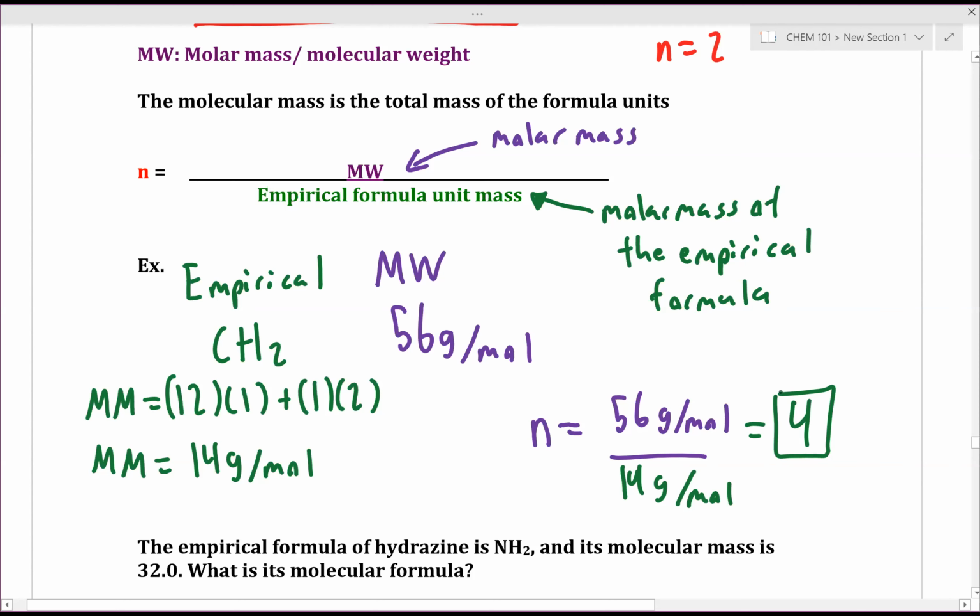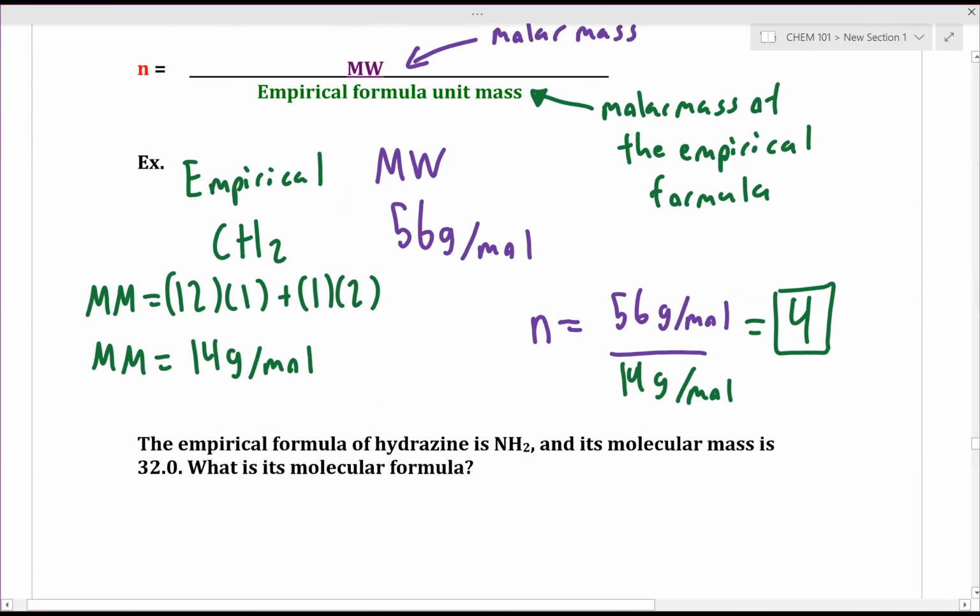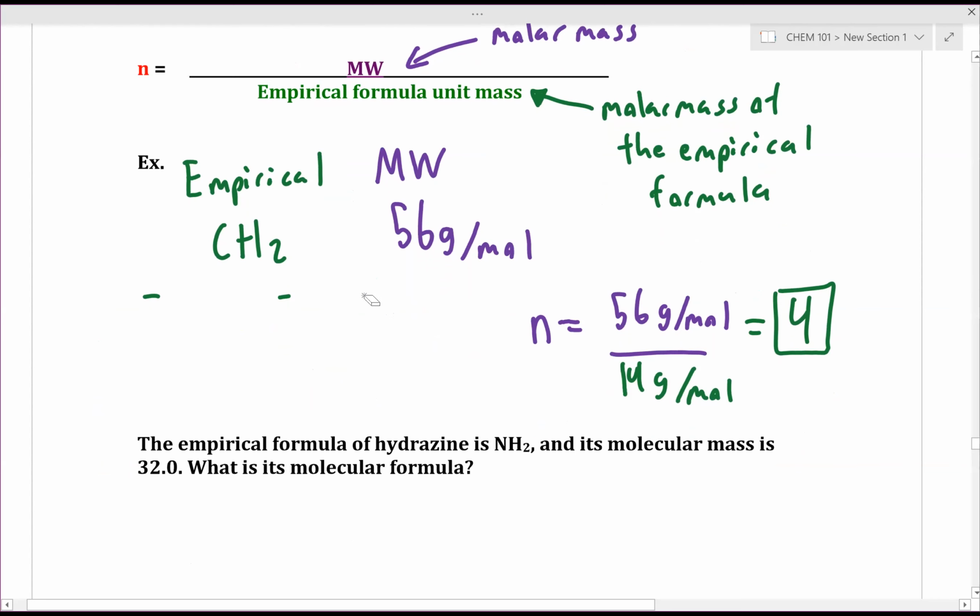So what does that mean? How many of these CH2 units do we have? 4. Okay, so with that established, what we're going to do is use this idea. We have our formula of CH2. So how many of these CH2s should I draw? 4. Okay?